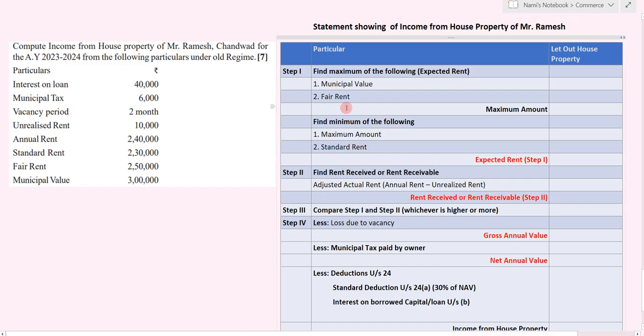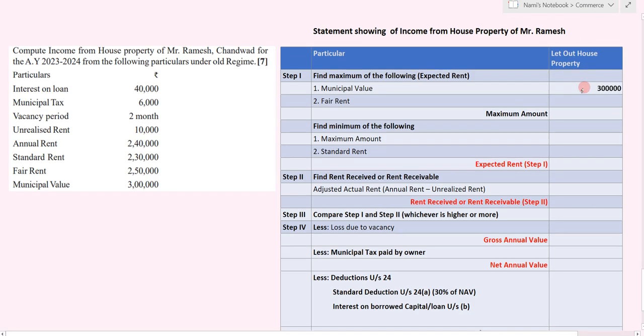The first step is to find the maximum value of the following. We have to find the maximum value, which will be called the expected rent. To find the maximum value, we need municipal value and fair rent. How much is the municipal value given? 3 lakh rupees. So in front of municipal value, write 3 lakh rupees.